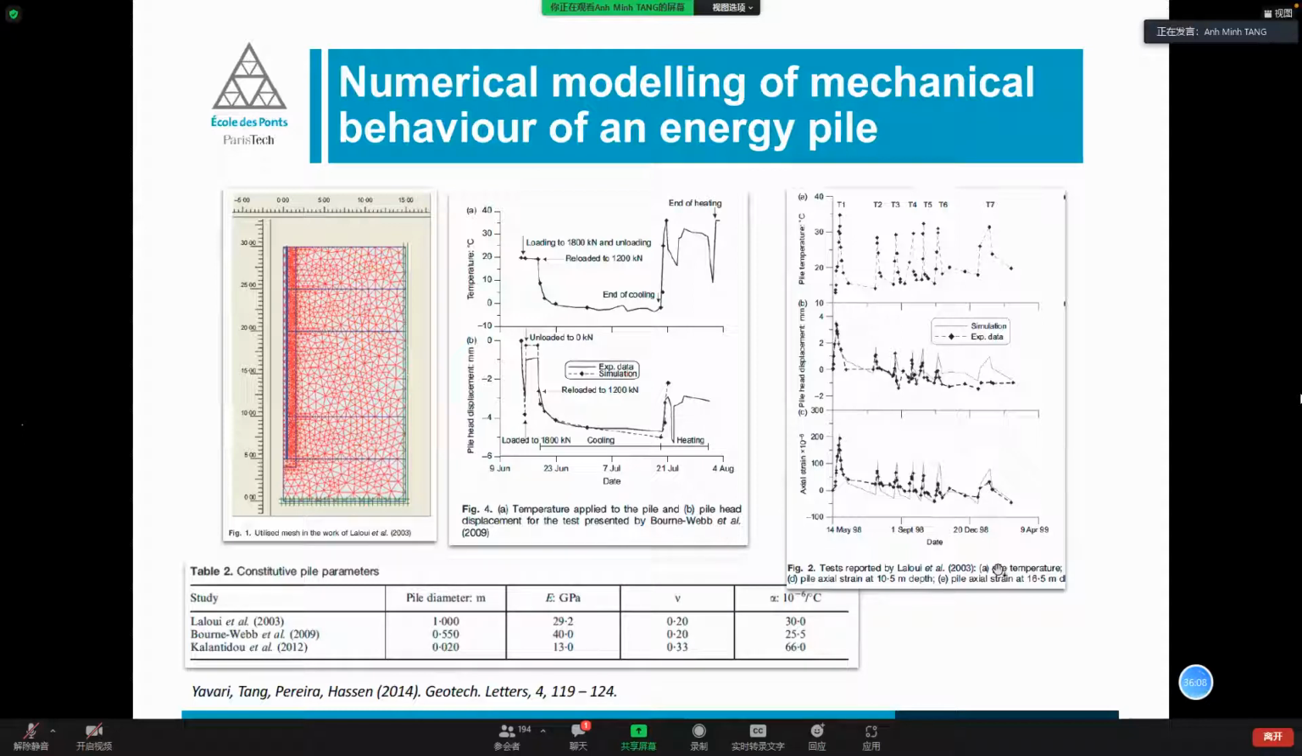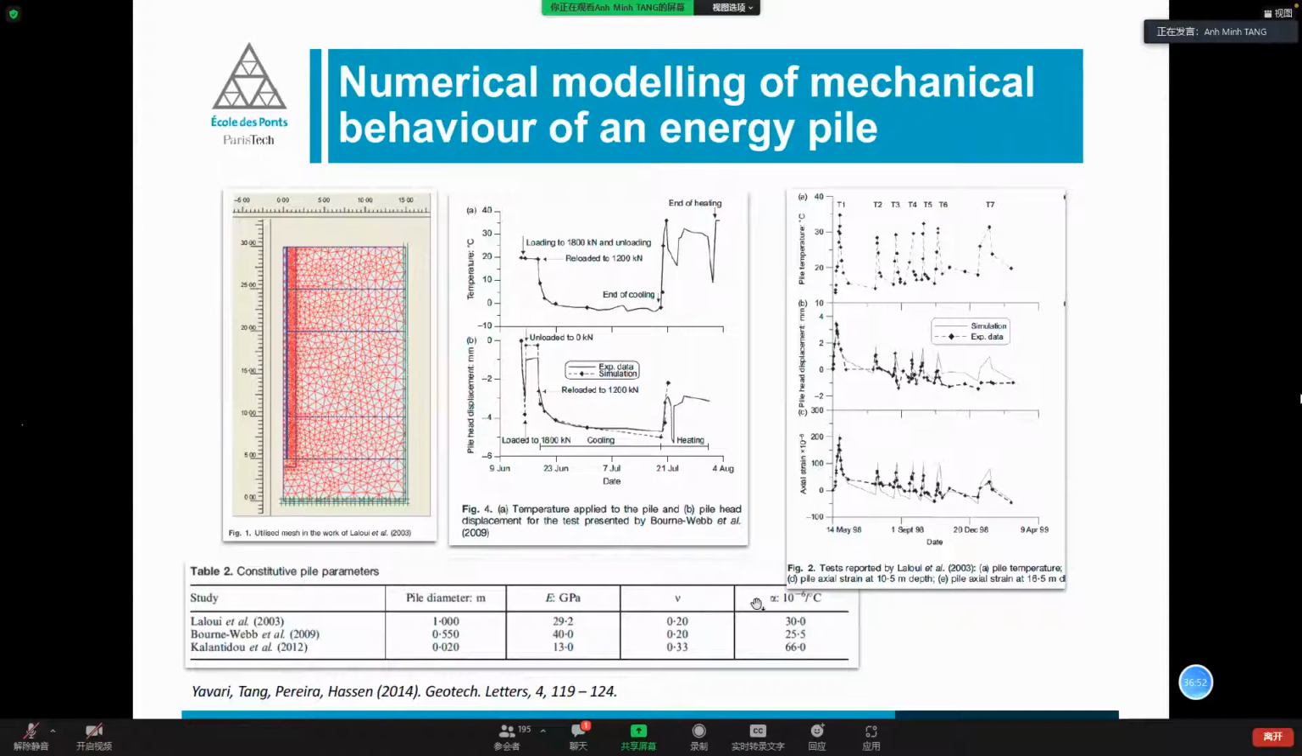These are the results obtained from full scale tests, one test in London and another test performed in Lausanne. In the finite element method, we just impose the pile temperature measured in the test. Then we calculate the pile head displacement and also the axial strain in the pile. The continuous line is the simulation and the experimental data are the dots here. So we see that even with a very simple numerical modeling method, we can reproduce what would happen at full scale.